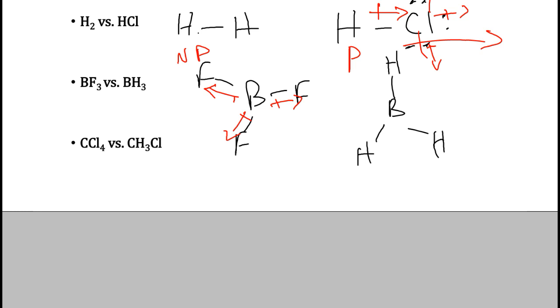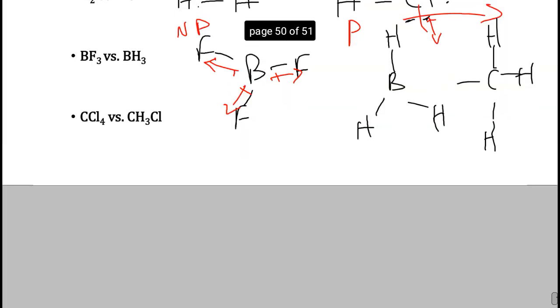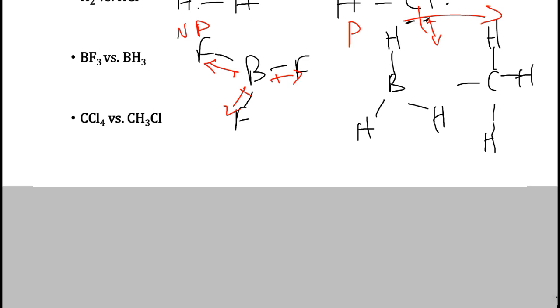So for example, if you had methane, so CH4, trying to visualize this in 3 dimensions. Carbon has a tetrahedral arrangement. All the dipoles are pointing in towards it. So whether they're all pointing in, they can cancel out, or if they're all pointing out, they can cancel out.